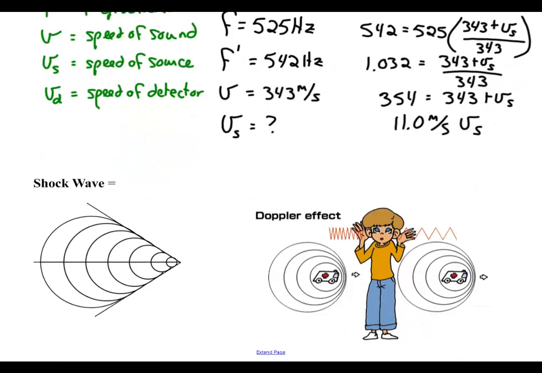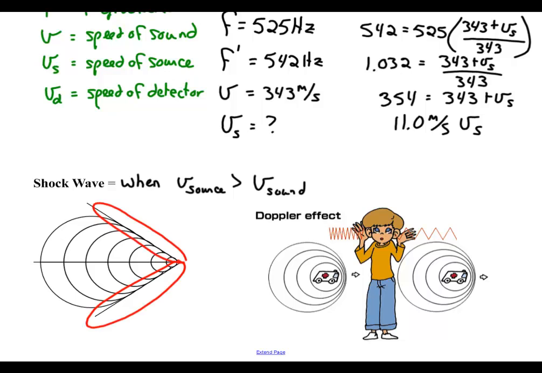When we saw the cone in the animation showing the Doppler effect, that cone is called a shock wave. And a shock wave occurs when the speed of the object is greater than the speed of sound. What we have is constructive interference along the edges of the cone, and so that is a very loud, very large amplitude wave. Behind is regular.